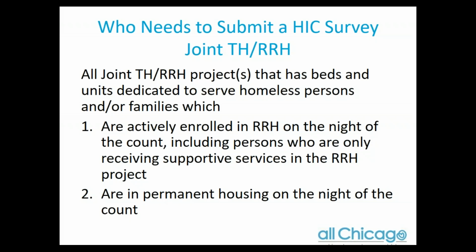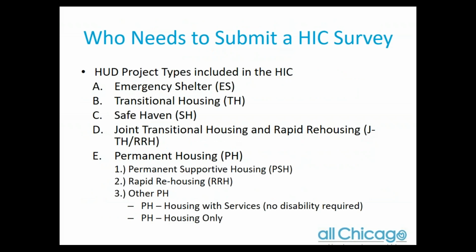In 2017, we had a new program that started off as a joint TH rapid rehousing model. This is a new model that has been designed that takes a look at both the transitional housing and rapid rehousing models. For those programs that have this model, you will also have to submit a HIC survey. However, you will only be reporting on those individuals that are currently enrolled in the rapid rehousing on the night of the count, and also those that are in permanent housing on the night of the count. For those that are in the TH portion of the model, you will have to participate in the point-in-time shelter count. If you have any additional questions about that, you can feel free to reach out to us and we'll connect you with the Department of Family and Support Services to help share what that process looks like.